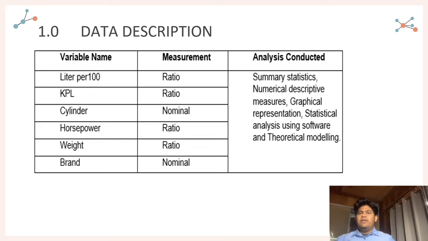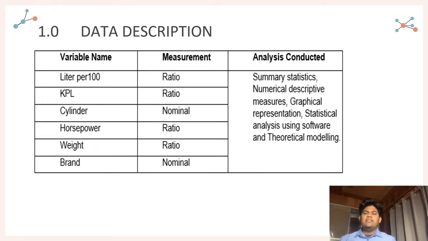Okay, for my part: data description, descriptive and summary statistics. We have 6 different variables, with their names and measurements: liter per 100, ratio; KPL, ratio; cylinder, nominal; horsepower, ratio; weight, ratio; brand, nominal.